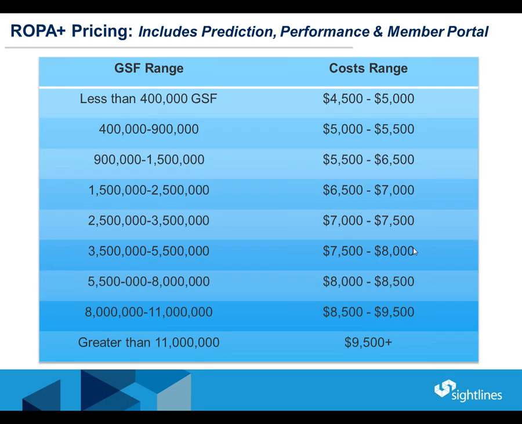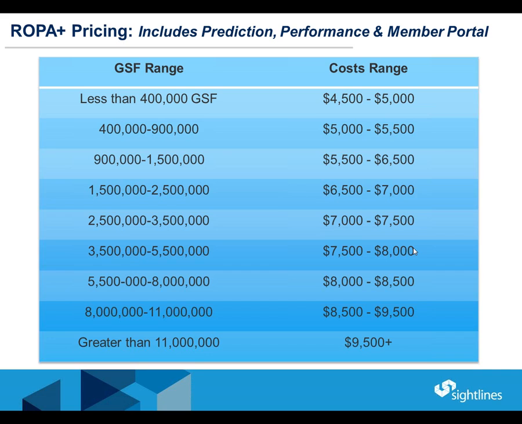So some of the questions we've got, first question I would ask is, okay, how much is this going to cost? Since I currently have the ROPA process, what additional costs would there be for me to have the prediction and the performance and the new member portal access across the board? We've given you some ranges by square footage. This is additional on top of your current ROPA annual renewal.